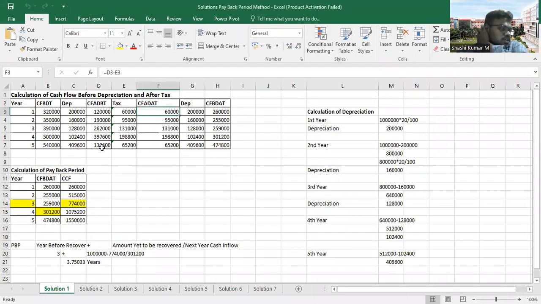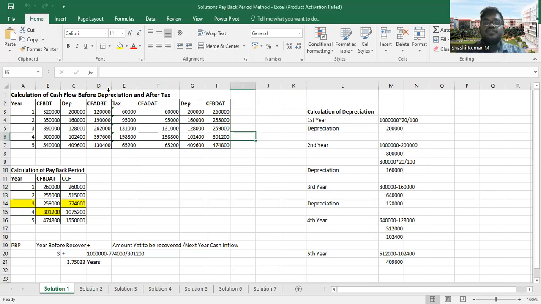Now here we can see the cash flow for the first 5 years: 3 lakh 20,000, 3 lakh 50,000, 3 lakh 90,000, 5 lakhs and 5 lakh 40,000. This is the cash flow before depreciation and tax, but we need the cash flow before depreciation and after tax. This is the information we need. So how do we find this out?